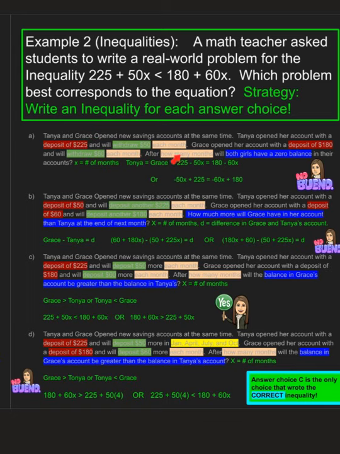Everything's labeled, and you can tell which one is the correct answer. C also is the correct answer. So read through these. Nothing new. It's just backwards from what you've been doing. Okay, so go through each answer choice, write your equation or inequality, and choose which one matches the original setup.